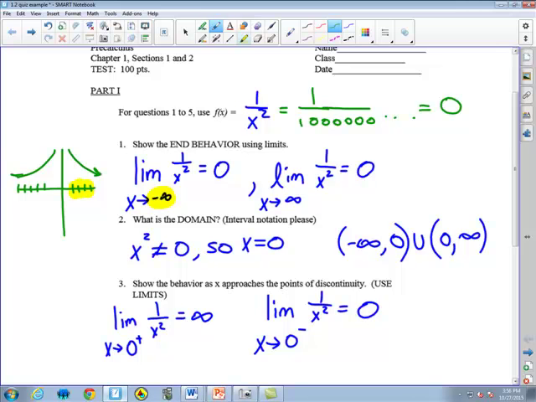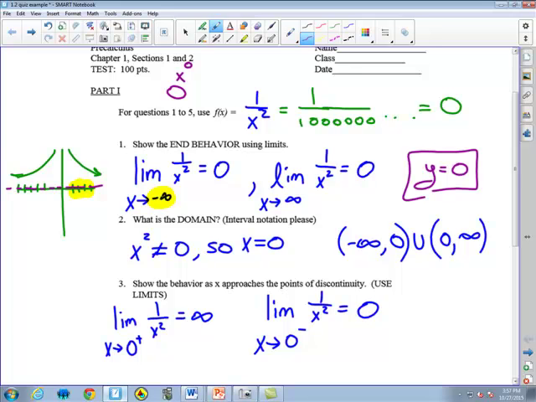You might also note here that the denominator has a degree greater than the numerator. The degree of the denominator is 2, the degree of the numerator is 0. So the horizontal asymptote rule is, whenever that happens, the degree of the denominator is greater, the horizontal asymptote is y equals 0. That's another understanding of what these end behavior limits tell you.